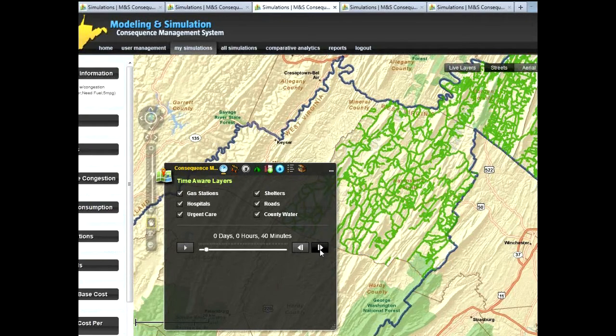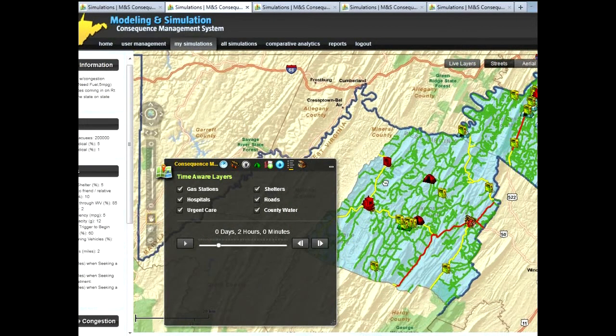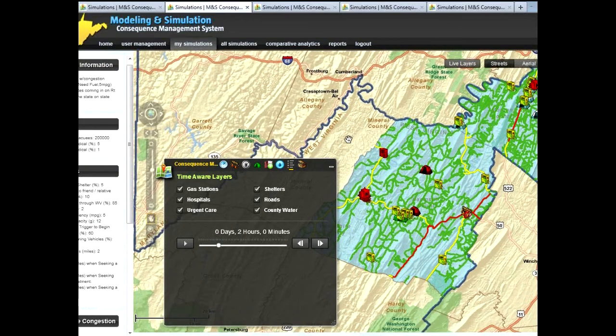Let this play out. So now, let's say about 2 hours. Let's compare this with the other scenario. One way we can do this is we can flip back and forth. So get a good mental snapshot of this, and then we'll switch over and look at the other one.